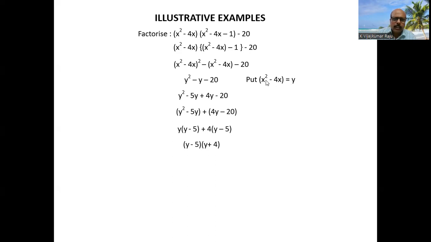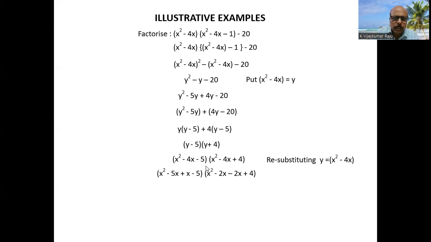Now, let's put back this in this form. In place of y, let us write x square minus 4x. So it becomes x square minus 4x minus 5, x square minus 4x plus 4, resubstituting the value of y. Now again you have got two quadratics. Again splitting the middle term for this bracket and for this bracket. See, 5 ones are 5. 5 minus 1 is 4. So it is minus 5x plus 1x. Here, 4. 2, you have to add. 2 twos are 4. So minus 2x minus 2x.